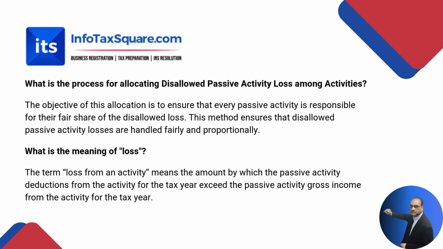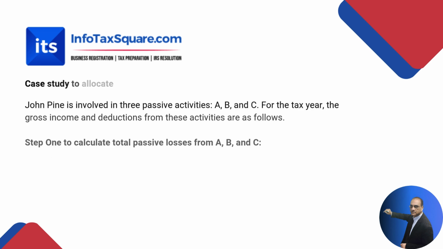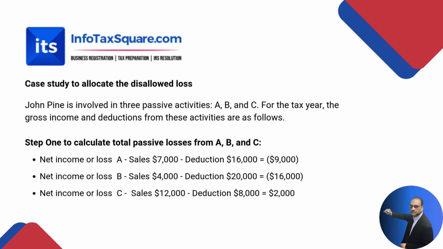What does the term loss from an activity mean? The term loss from an activity means the amount by which the passive activity deductions from the activity for the tax year exceed the passive activity gross income from the activity for the tax year. I'm going to explain with the help of a case study how to allocate the disallowed loss.